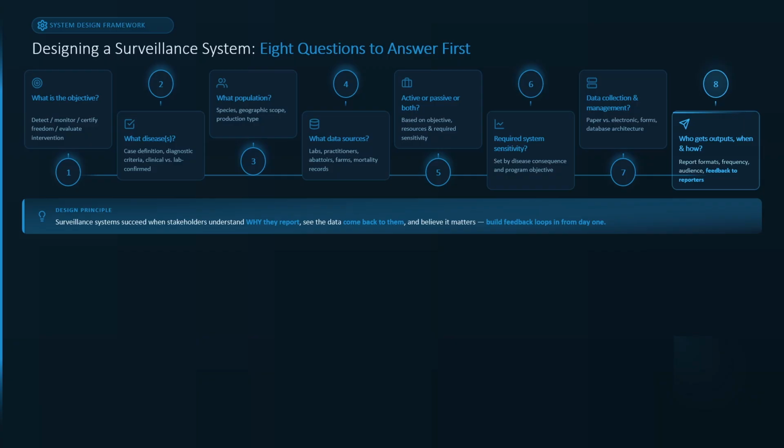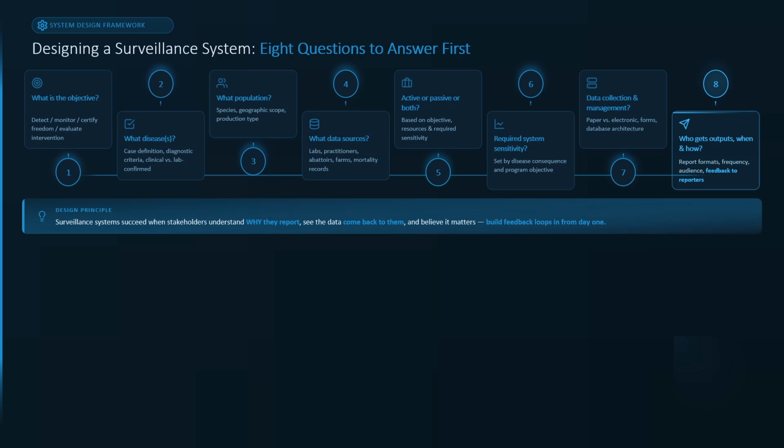Question 7. What is the required system sensitivity? Set this by the disease consequence and the program objective. A catastrophic exotic disease demands far higher SSE than an endemic one. And question 8. Who gets the outputs, when, and how? Report formats, frequency, audience, and critically, feedback to the people doing the reporting.